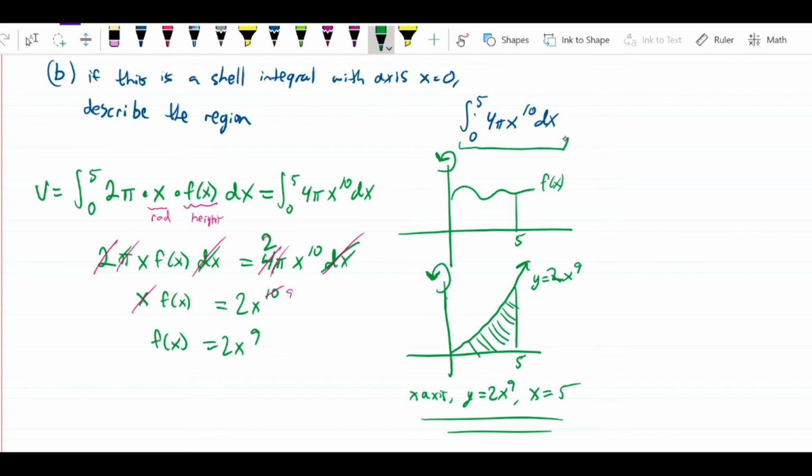Or for that matter, there's no reason I can't just interpret this as the area under the curve y equals 4 pi x to the 10th on the interval 0 to 5. Integrals aren't area integrals or volume integrals or shell integrals or disk integrals. They're just integrals. How we interpret them is up to the geometry that we impose on them. We form them from a particular geometry. We can interpret the same integral in accordance with different geometries.